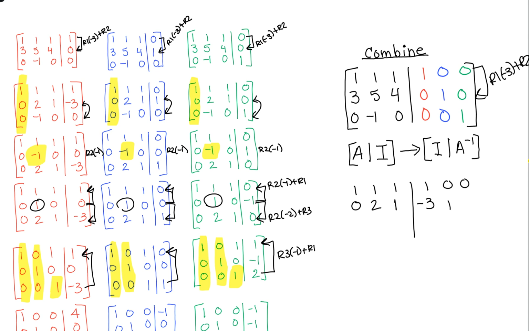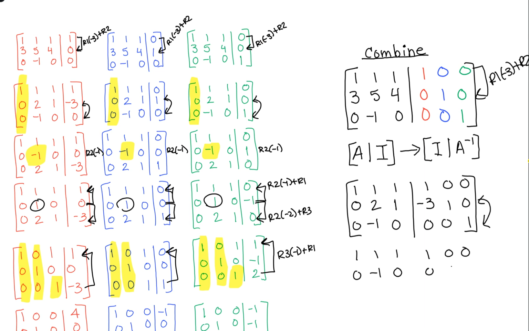And then we have 1 and we have 0. Our third row didn't change. So 0, -1, 0, 0, 0, 1. And then we do that same second operation that we did. So I wanted to switch those two. So 1, 1, 1, 1, 0, 0, 0, -1, 0, 0, 0, 1, 0, 2, 1, -3, 1, 0.